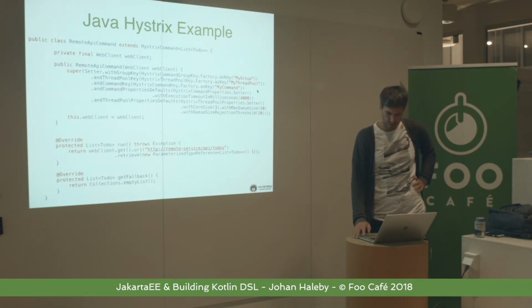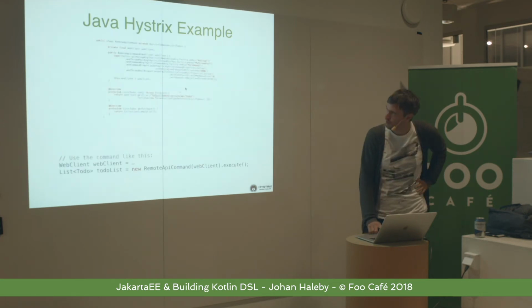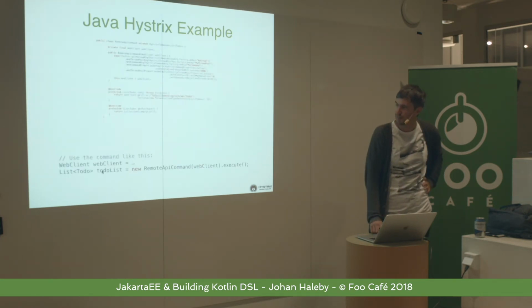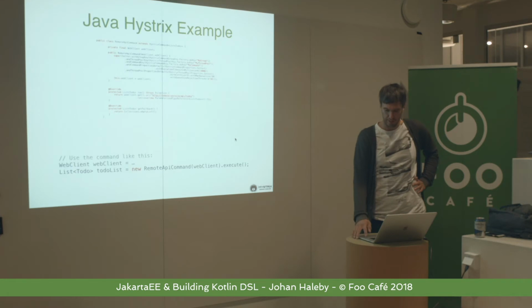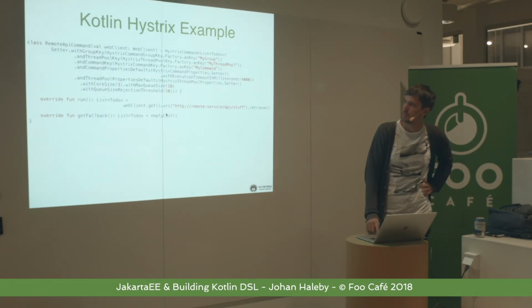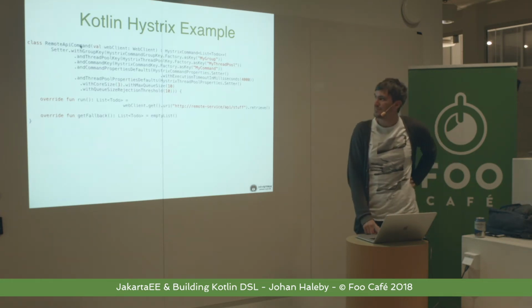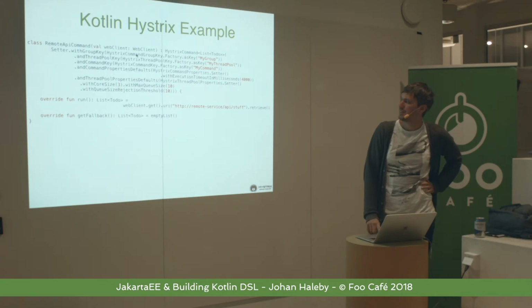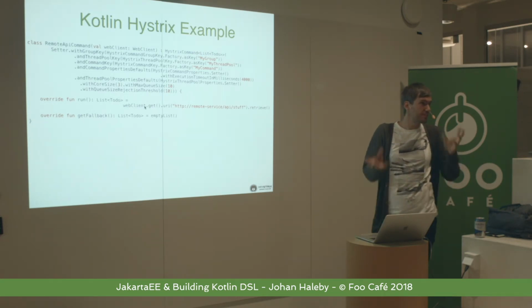So this is essentially how it looks, and once you have created this, you can invoke it like this. You just new up the remote API command and then call execute. So this is how it looks in Java. If you go to plain Kotlin, it looks like this. This is actually quite nice. It's not that horrible in Java either, but here it is at least more succinct. Here you have an expression function again, so you don't need the curly braces and stuff like that.